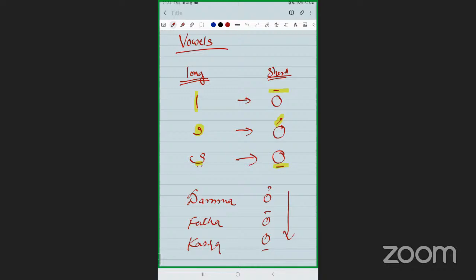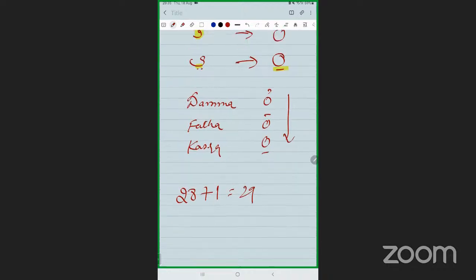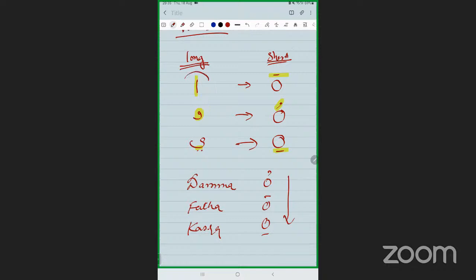Anybody? No. Okay. There are 28 plus 1, meaning 29 alphabets in Arabic. Alphabets include vowels and consonants. There are three vowels, and whatever is left is consonant. These three long vowels are multitasking. When somebody multitasks, he becomes weak. They are weak also, because they are working too much.